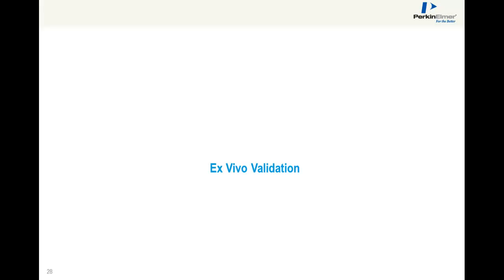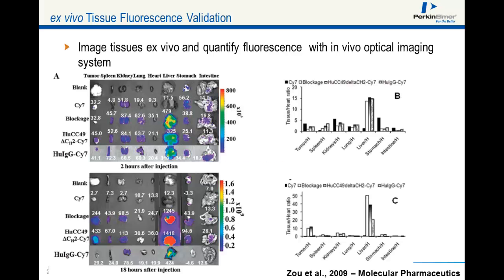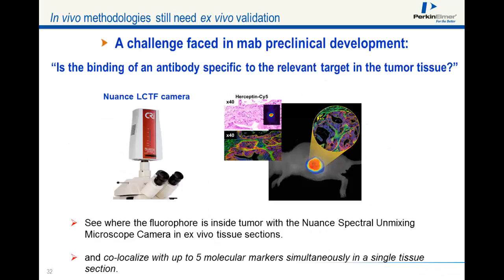In vivo methodologies still need ex vivo validation. Tissue fluorescence can rapidly be quantified and validated in ex vivo tissues. Simply take your last in vivo image, necropsy the tissues, and image individual organs ex vivo with the in vivo optical imaging system. A challenge faced in monoclonal antibody preclinical development is whether the antibody is specifically binding to the relevant target in the tumor tissue.